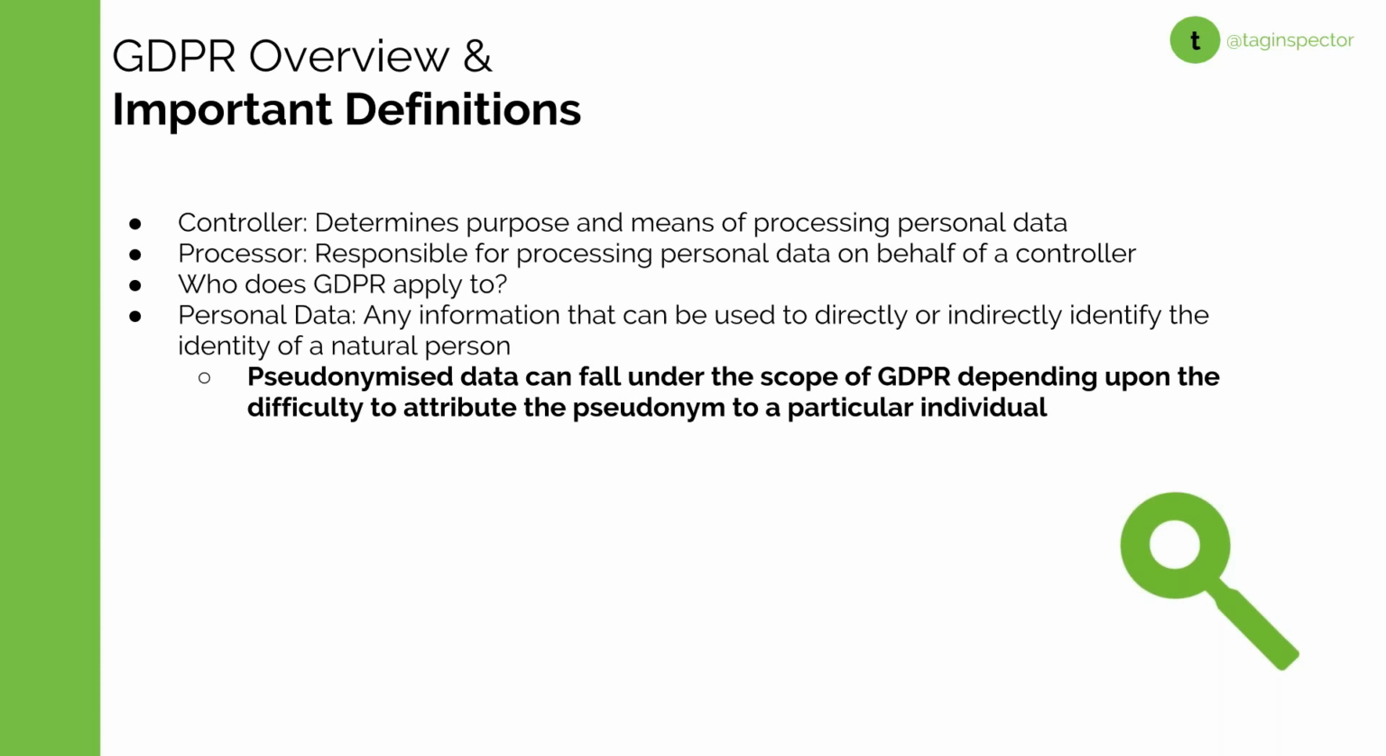Pseudonymized data can fall under the scope of GDPR depending upon the difficulty to attribute the pseudonym to a particular individual. So a lot of people think, oh, I just collect a random client ID for this particular cookie ID. It doesn't have an email address, doesn't have any of that. Depending upon what your overall data set looks like, and if you can use that random ID for an individual person, if that key or that ID can be used along with the other pieces of your data set in order to be able to directly or indirectly identify that individual, then that piece of information that you're using as the key would fall under the definition of personal data.